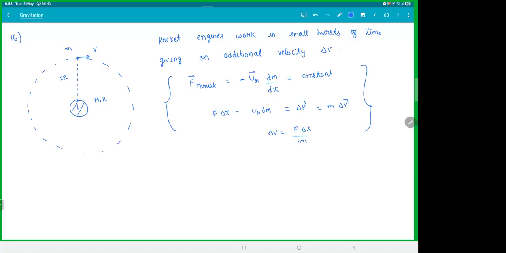But anyway, the simple story is this. Every time you switch on the engine and switch off the engine, you do it for a certain amount of time. This is called one burst. After every one burst, you get a speed of delta V. That's the whole story. So one burst gives additional delta V.